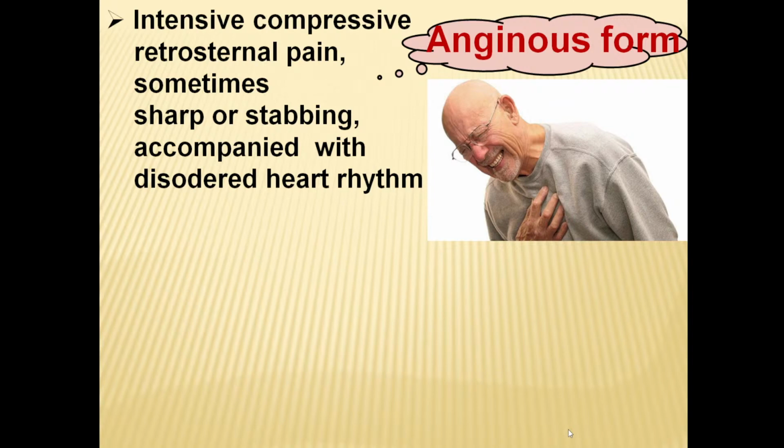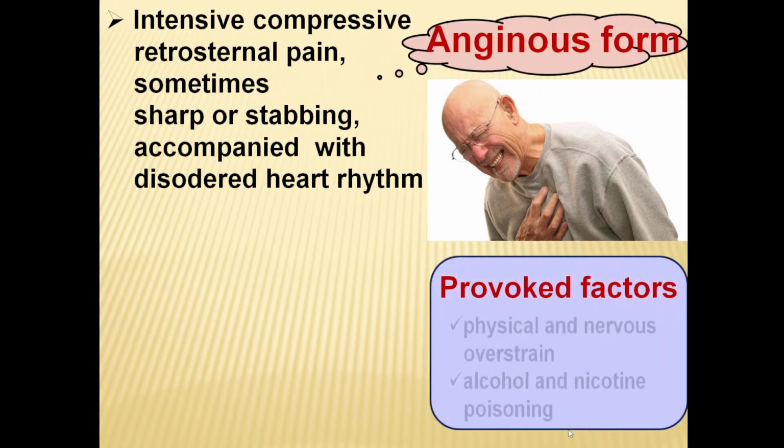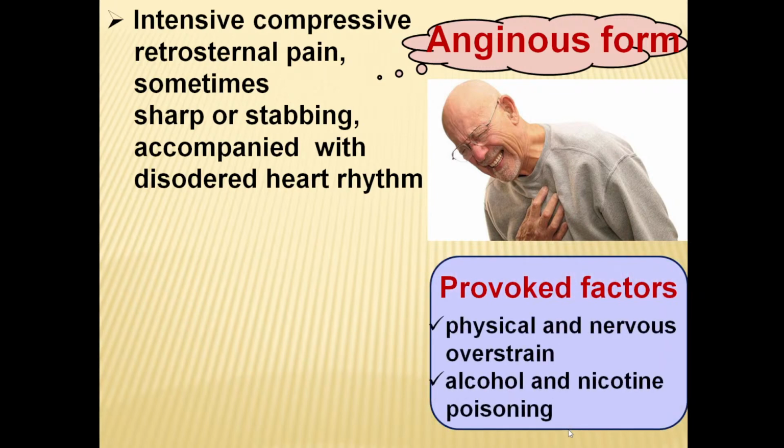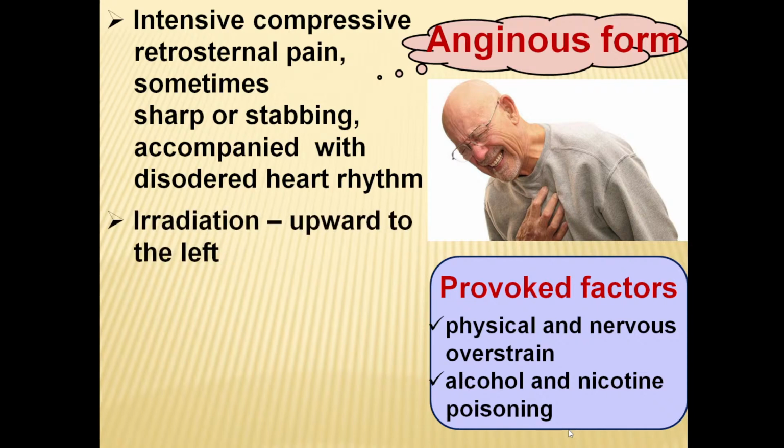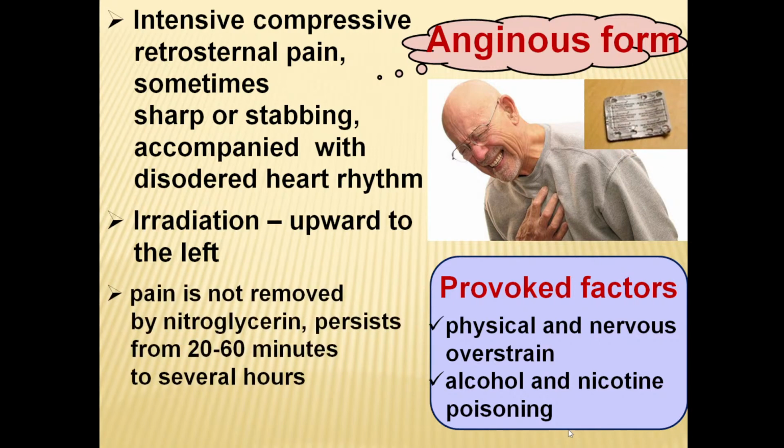The classical anginous form is characterized by intensive compressive retrosternal pain, but in contrast to angina pectoris, it's more severe, sometimes may be sharp or stabbing, and often accompanied with disordered heart rhythm, extrasystole, paroxysmal tachycardia, and other heart rate disorders. Provoking factors are the same as for any ischemic heart disease, which is physical or nervous excitation and poisoning with alcohol or nicotine.